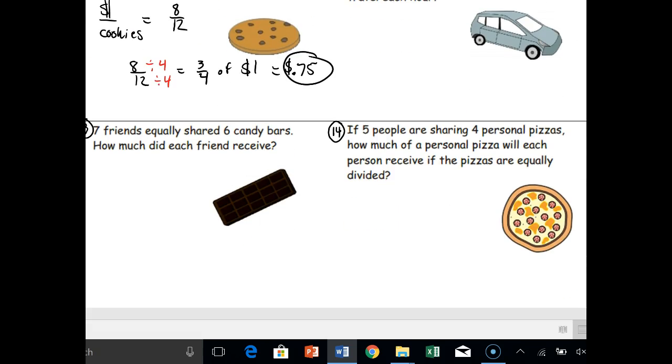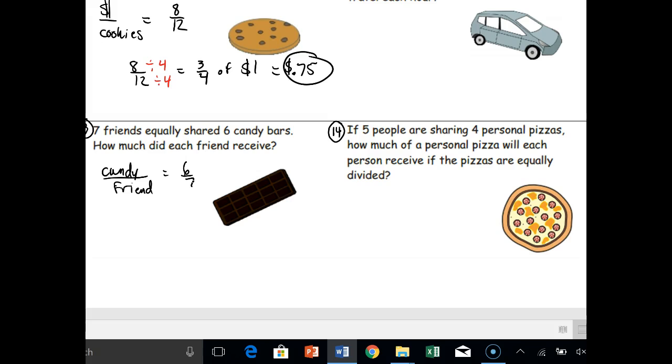And lastly, 13. 7 friends equally shared 6 candy bars. How much did each friend receive? So think about 7 friends, 6 candy bars. They're all not going to get a whole, so we're doing candy bars per friend. So that's 6 over 7.